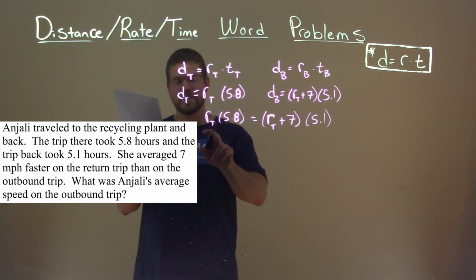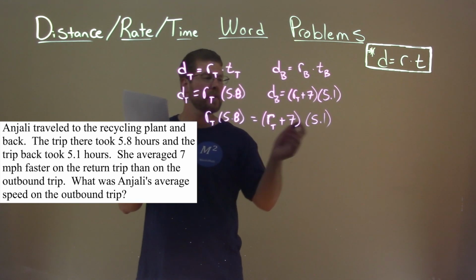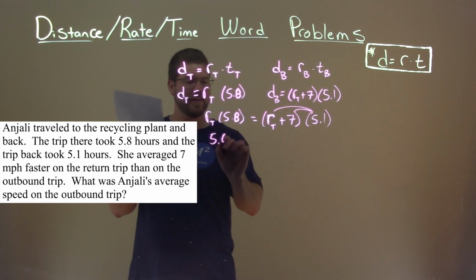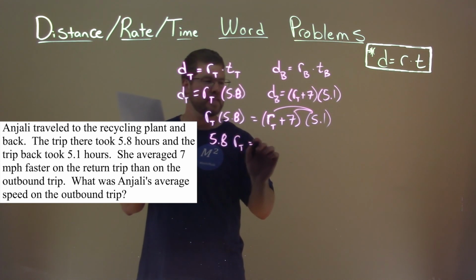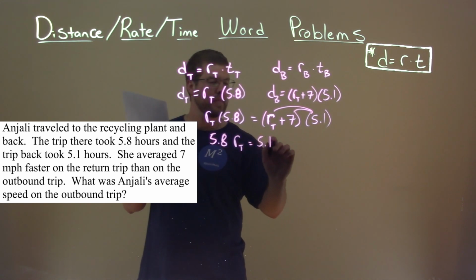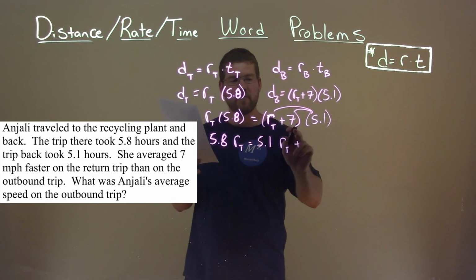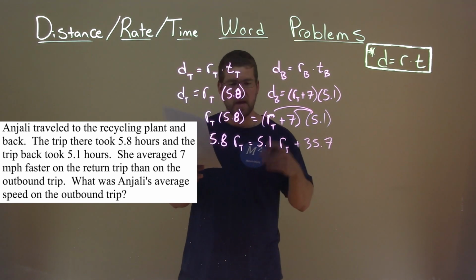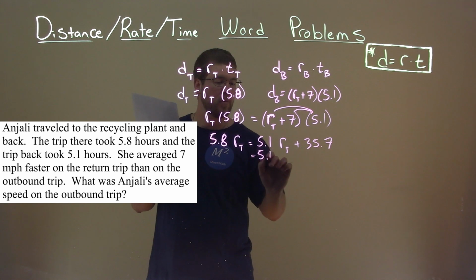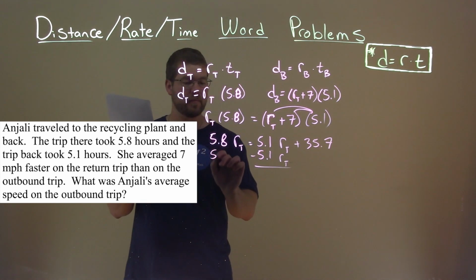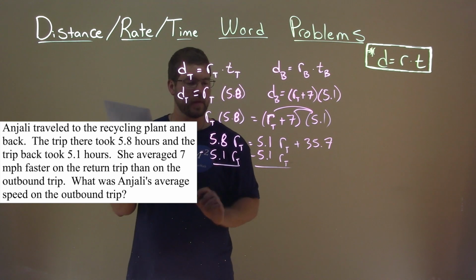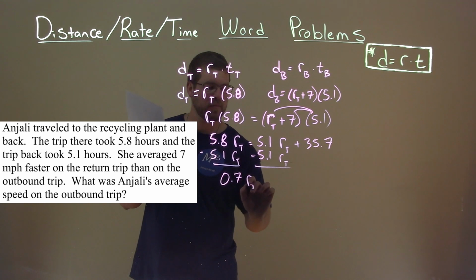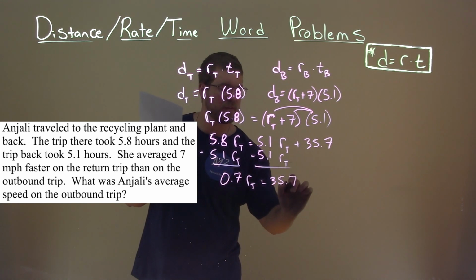Alright, so 5.8 times r sub t equals this. Let's distribute this 5.1 out here. So we have 5.8, I almost wrote 5.6 again, times r sub t is equal to 5.1 times r sub t plus 5.1 times 7, which is 35.7 here. Let's get our like terms together. So we're going to subtract 5.1 r sub t from both sides. And 5.8 minus 5.1 is 0.7 r sub t, and that's equal to 35.7.